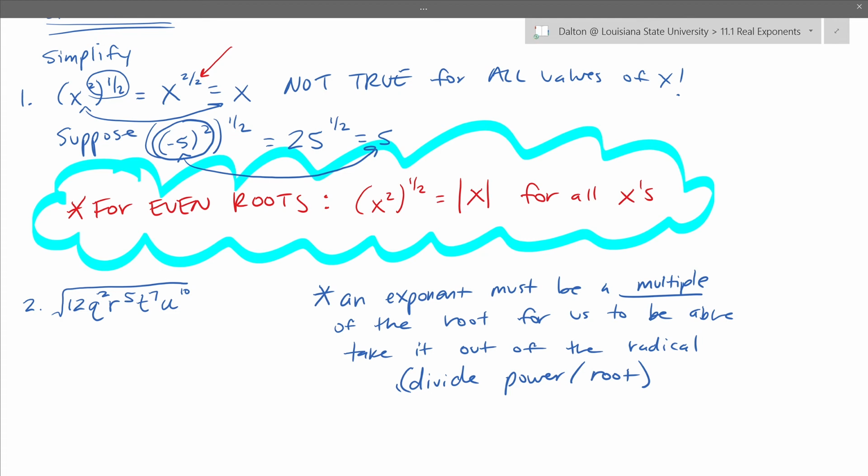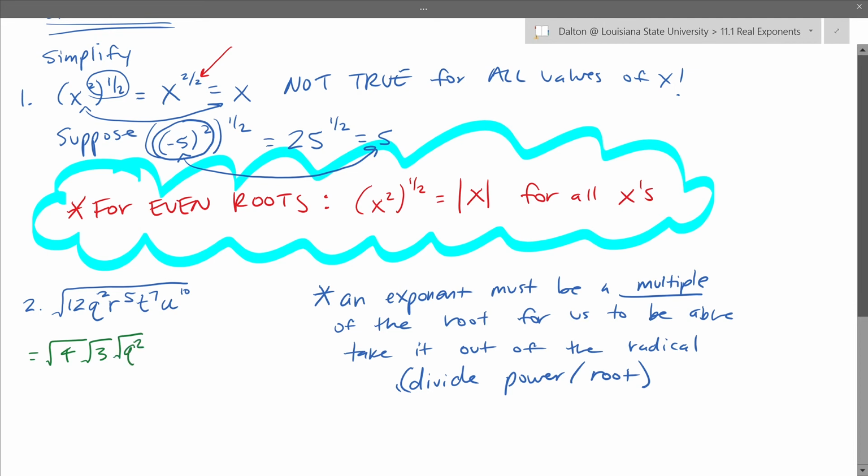So here's how it works. First of all, let's start with the integer 12. 12 is not a square number. However, one of its square factors is 4. So I can break this up into the square root of 4 times the square root of 3. Q squared is a square number because its exponent 2 is a multiple of the root, which is 2. So I'm going to leave q squared alone because I'll be able to take the square root of it.